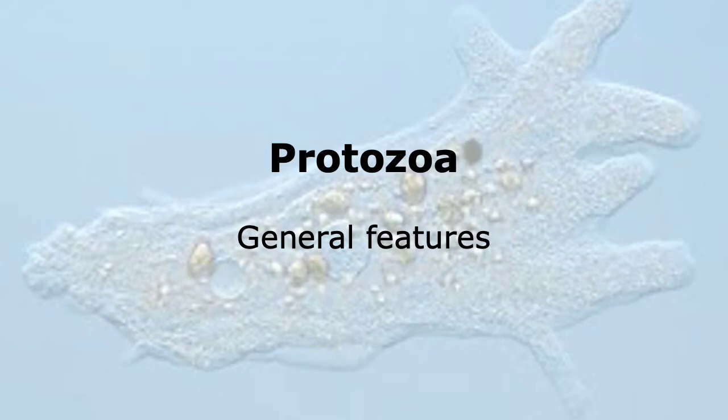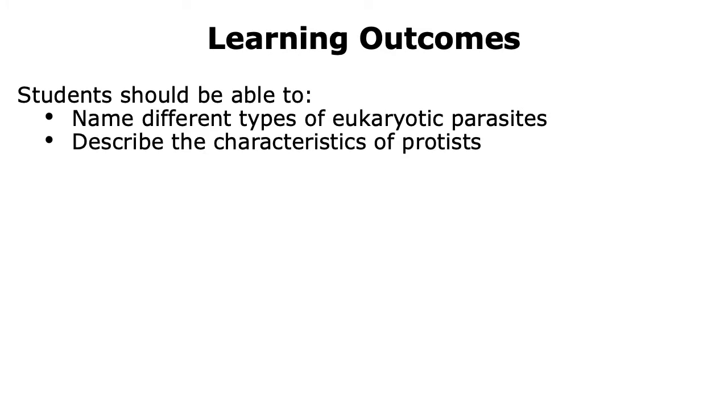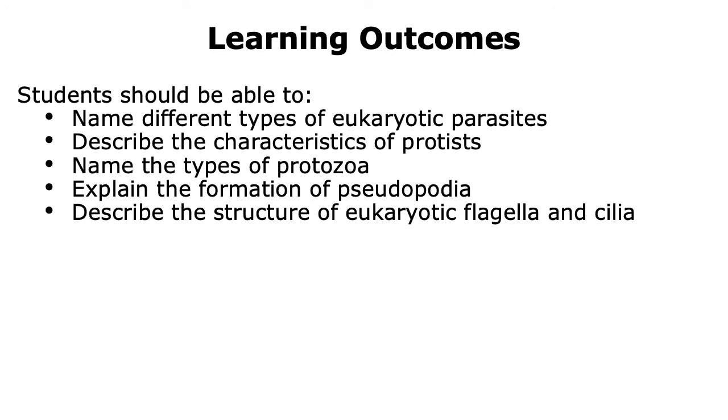In this talk, we're going to learn about general features of these organisms. We will begin with learning about eukaryotic parasites and then focus on protists. We will then learn about the different types of animal-like protists, which are called protozoa, and then learn about the different structures like pseudopodia, flagella, and cilia that they use to move around.